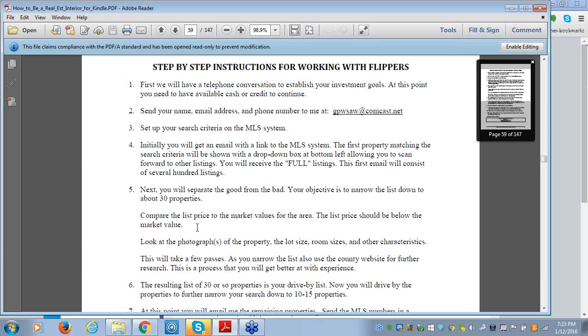Okay, so I'm looking at the pictures. I'm looking to see how dated the kitchen is. How about the bathrooms? Is there decking? How does the deck look? All of those indicators I'm looking to see.